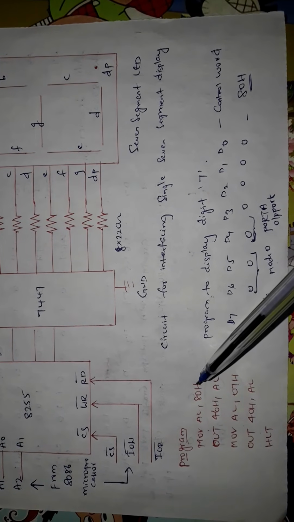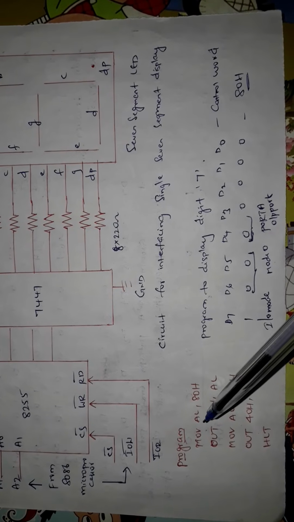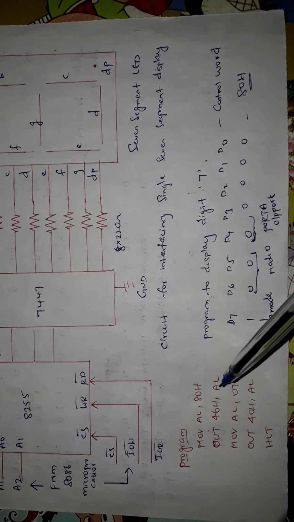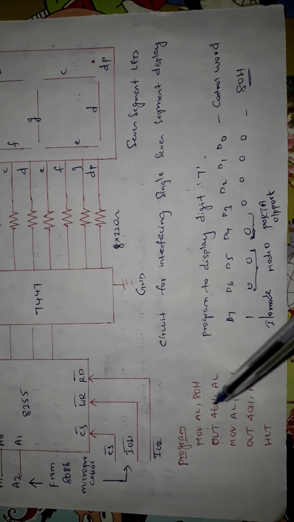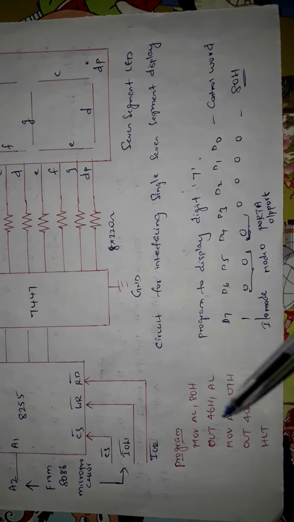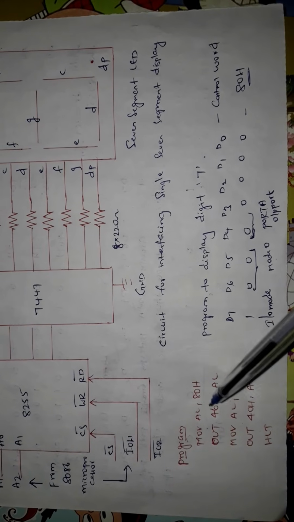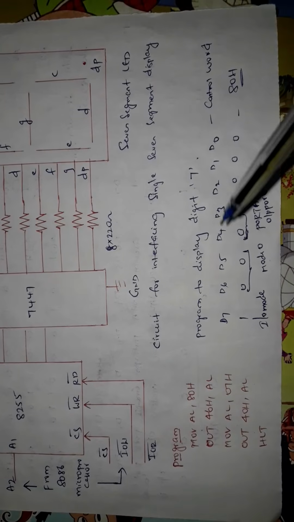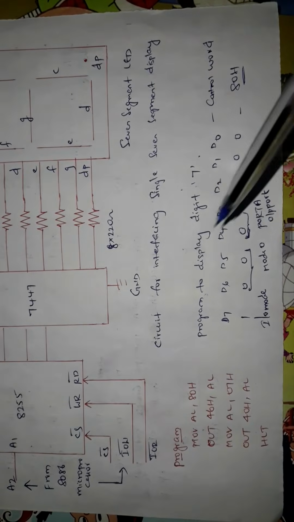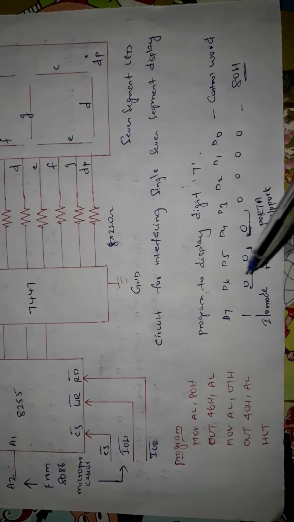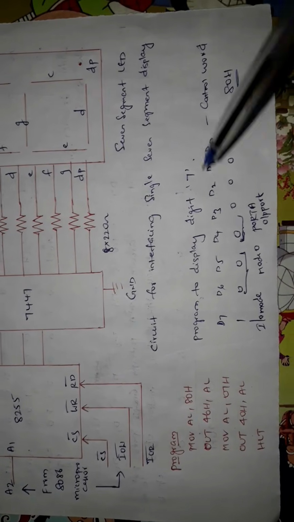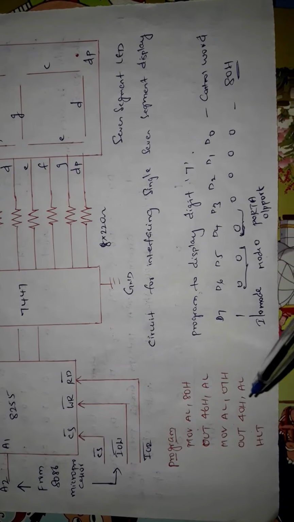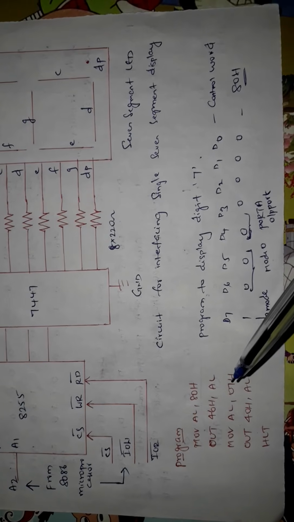First take the value of control word 80H into the L register. Now the 80H value is written into the output port 46H, that is the control word. Now the control register is loaded with the value 80H. Whenever the control register is loaded with the value 80H, the 8255 operates as per this configuration. Now you want to display the value 7.